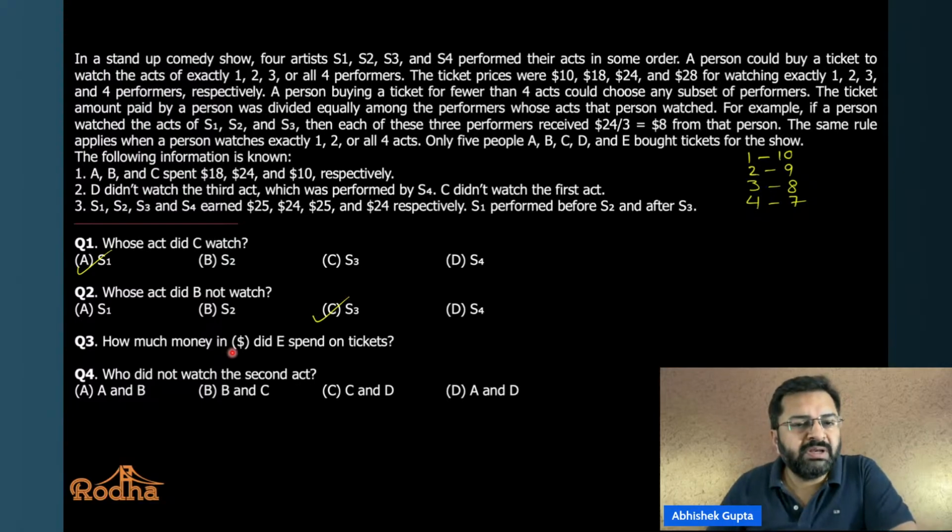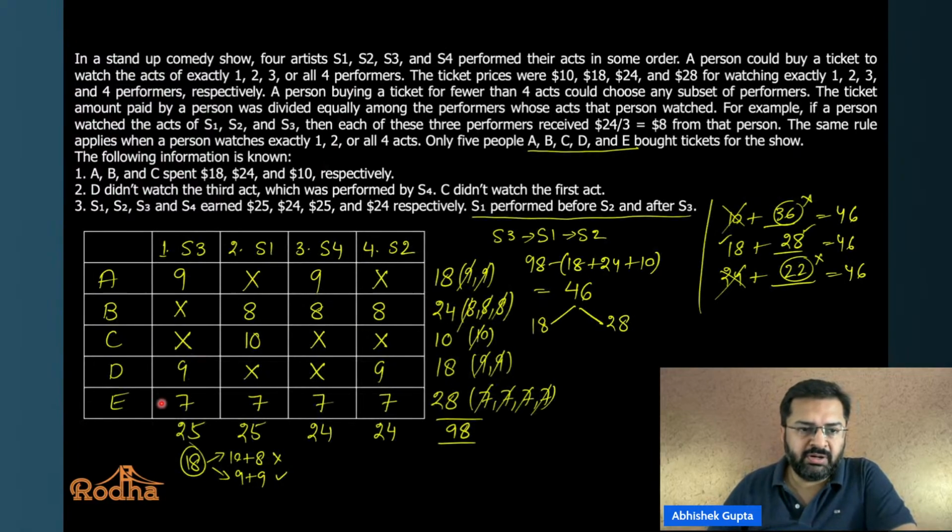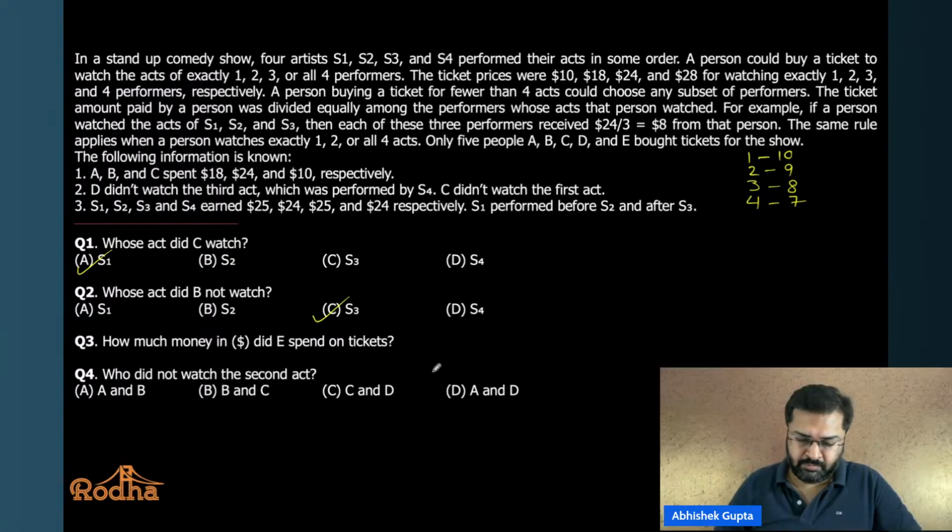Okay, how much money in dollars did E spend on tickets? This is E, and this is 28. We had figured this out before making the grid itself, when we did this, 18, 28, then also. So the answer would be $28 here. This is a theta kind of question.